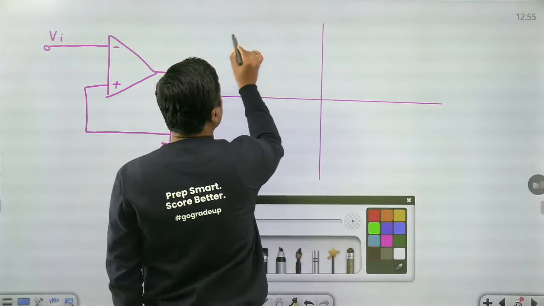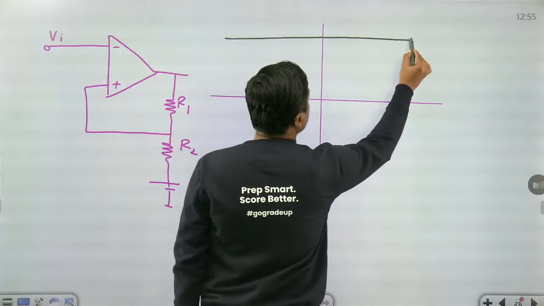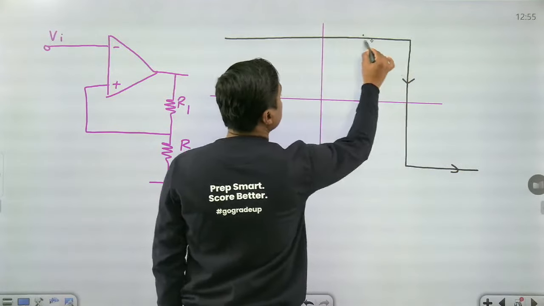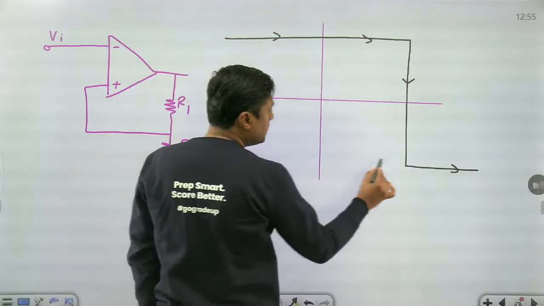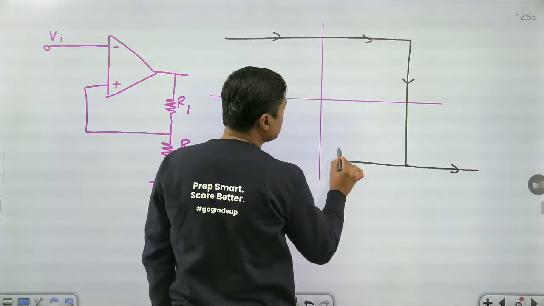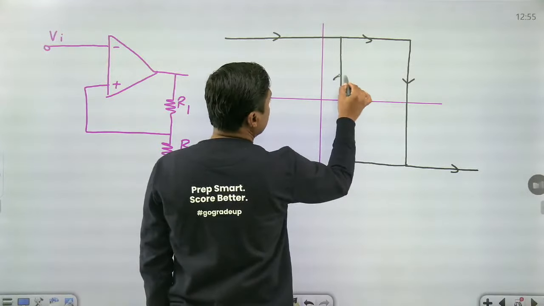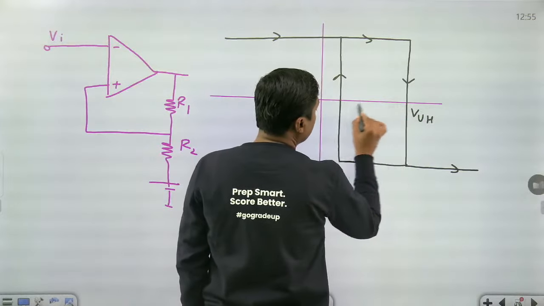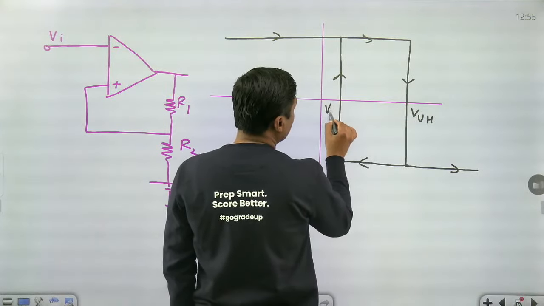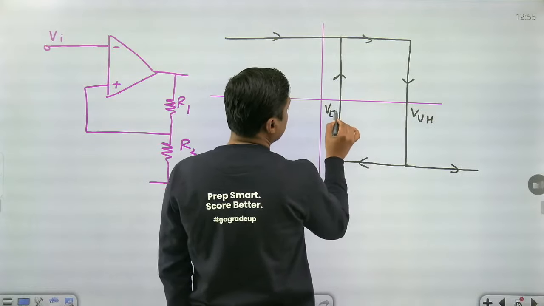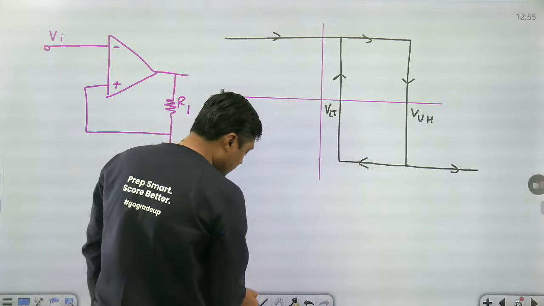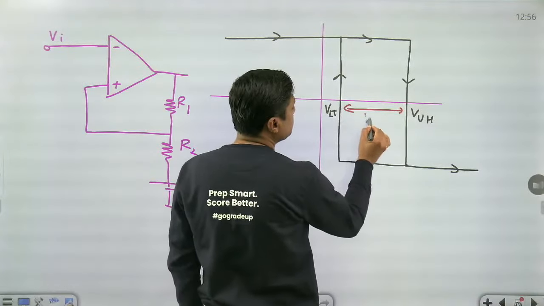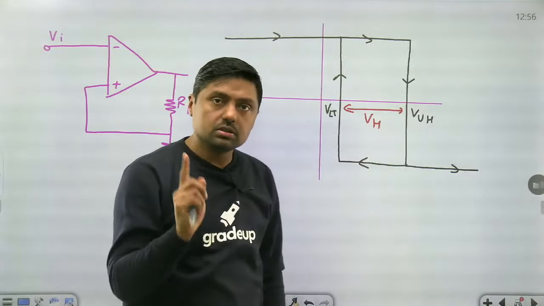This type of curve. Right? And this is the curve. Anti-clockwise direction. This is the upper threshold and this is the lower threshold, VLTH. Upper threshold and lower threshold. And the gap between these two is called hysteresis voltage. This is important. This is very important.